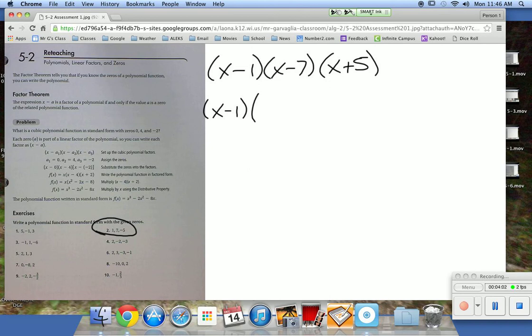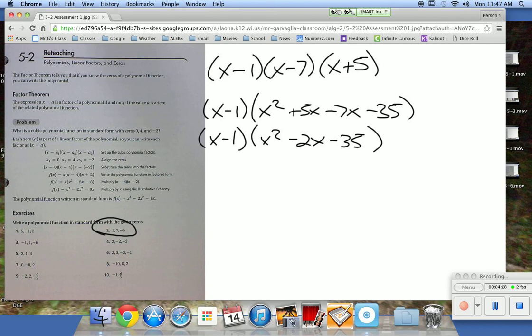X times x is x squared. X times 5 is a plus 5x. Negative 7 times x is a negative 7x. Negative 7 times 5 is a negative 35. Pretty easy, right? We can combine like terms. X minus 1, and I go x squared minus 2x minus 35. Now here's where it becomes a little bit more difficult. Now we have to multiply our x by each term and our negative 1 by each term. This gets kind of big.